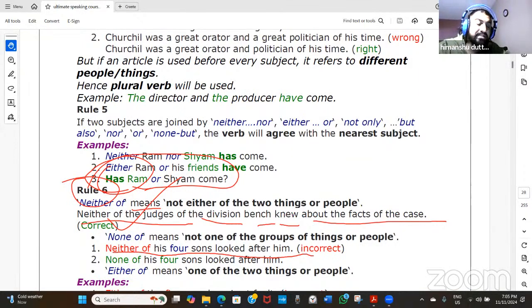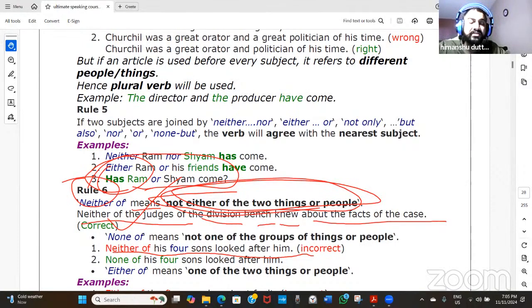Neither of means not either of the two things or the two people. We are not talking about more than two. When we talk about more than two, it would be a different word. It cannot be neither. Neither means we will be using this case or that case. That's it. Two choices, not more than that. That's why the sentence can be wrong or right.